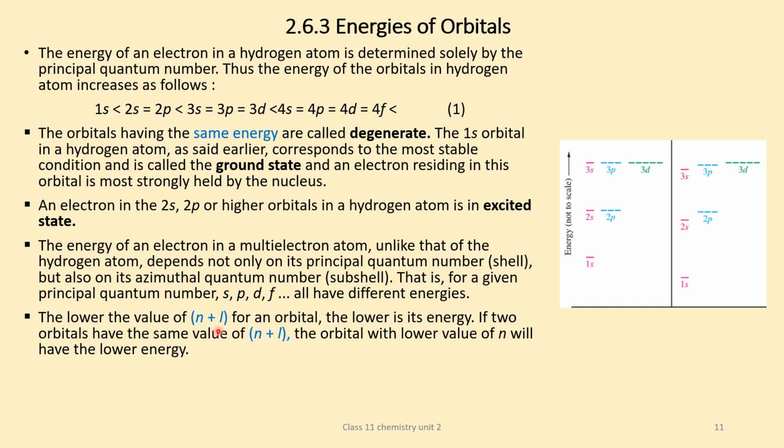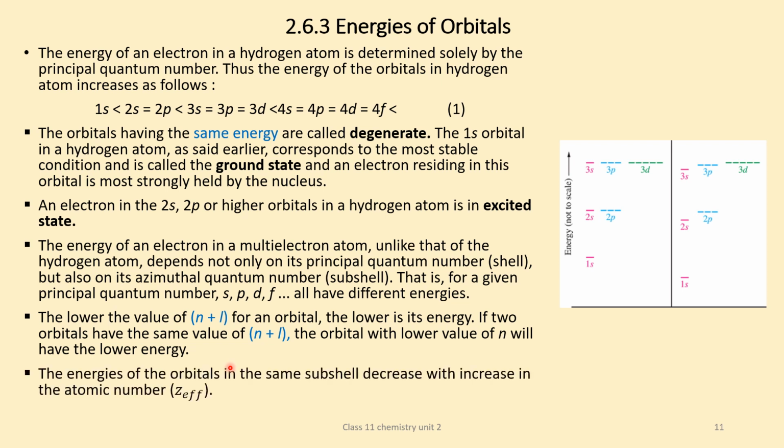The lower the value of n plus l for an orbital, the lower is its energy. If two orbitals have the same value of n plus l, the orbital with the lower value of n will have the lower energy. The energies of orbitals in the same subshell decrease with increase in the atomic number Z effective. This you will study in higher classes.